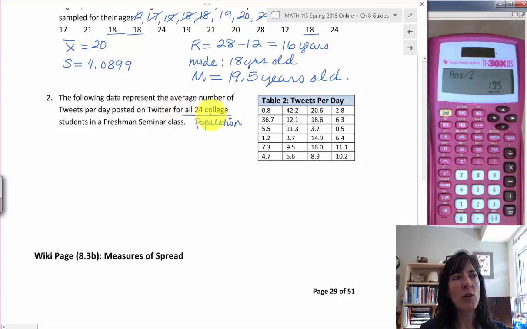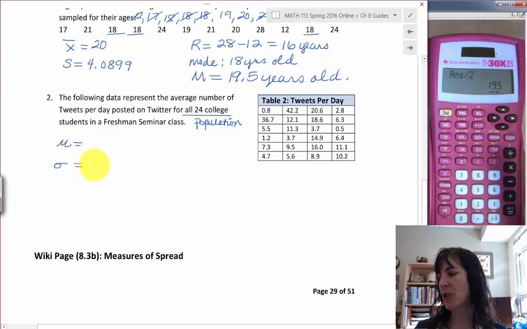I see all 24 college students in a freshman seminar class, and that tells me I am talking about a population. When I get around to finding the standard deviation, it needs to be for the population. So I will be finding mu and sigma for the mean and the standard deviation.